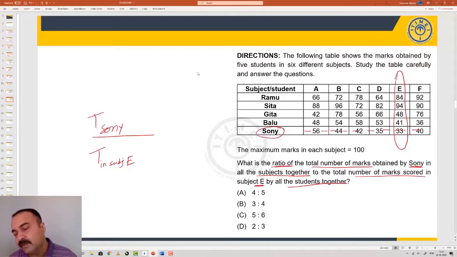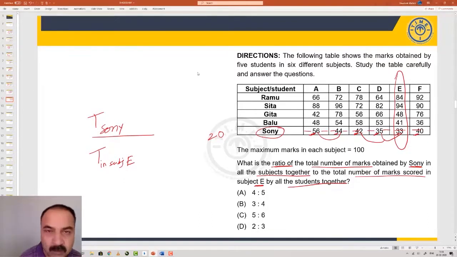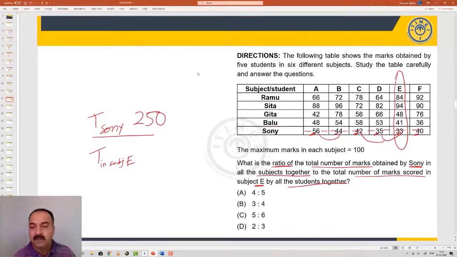So let's add up the marks for Sony. So we'll have a 6 and 4, 10, and we would have a 5 and 3, 8, and that 8 with 2 will make it 10. So 10 here and 10 there, that is 20. Okay, then 50 plus 40, 90, 90 plus 40, 130, 130 plus 30, 160, 160 plus 30, 190, 190 plus 40, 230. 230 with 20 will make it 250. So total marks scored by Sony in all subjects put together is 250.